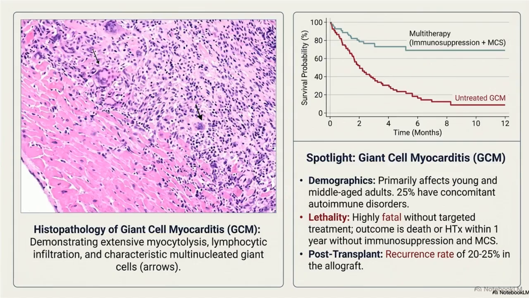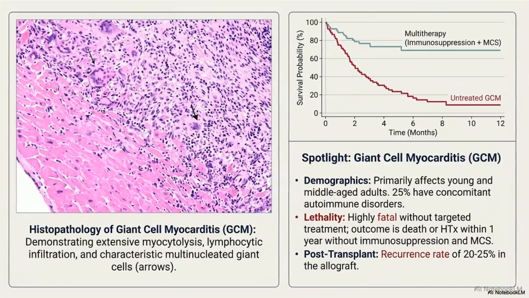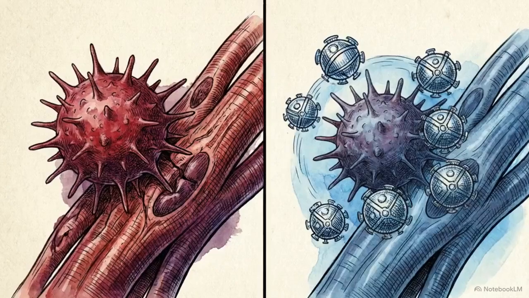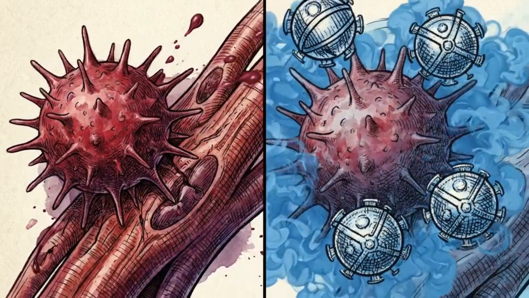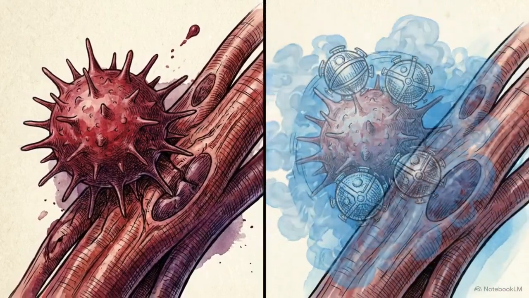This slide shows giant cell myocarditis under a microscope, with characteristic multinucleated giant cells destroying the tissue. The graph on the right tells the rest of the story. Without immediate targeted immunosuppression using drugs like cyclosporin, the outcome is almost universally fatal within a year. Precise differentiation of the cellular subtype is the only way to deploy the correct chemical weapon, stopping the immune system from tearing the heart apart.